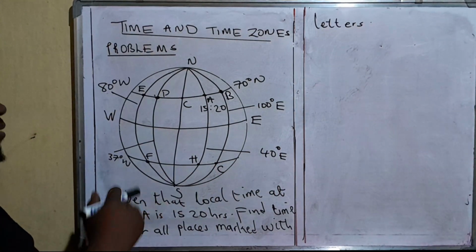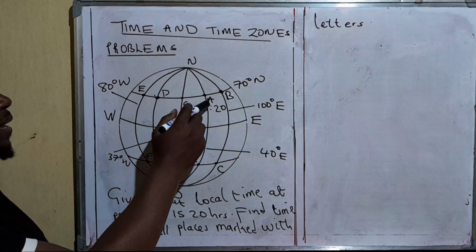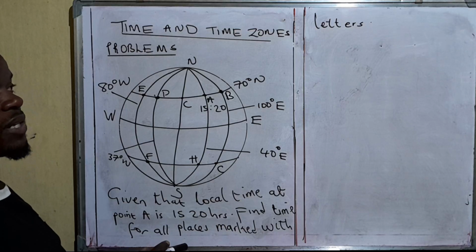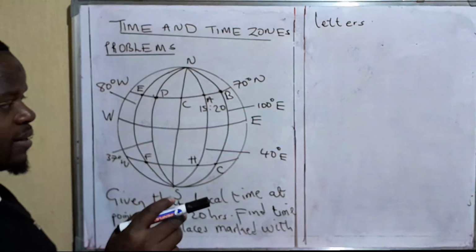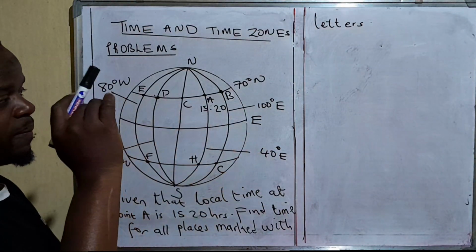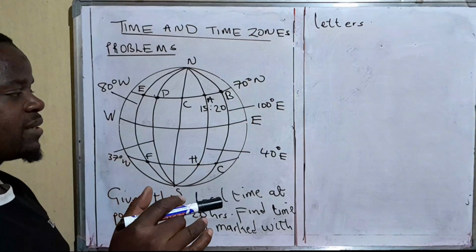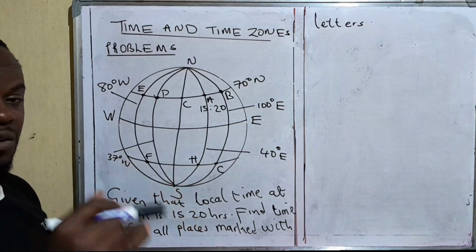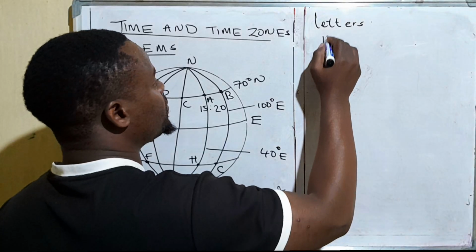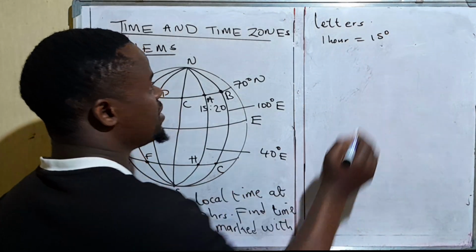So the question is: given that the local time at point A is 1520, find the time for all places marked with the letters. Before I jump into calculating the time for all these places, I want you to know a few facts. We have the conversion factor, that is 1 hour is equal to 15 degrees.